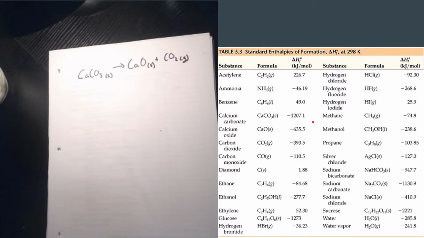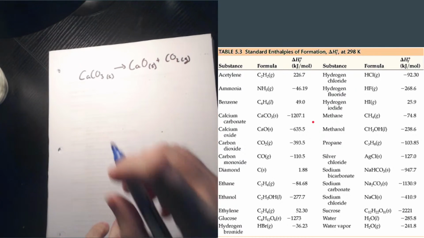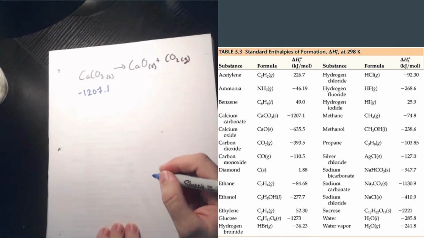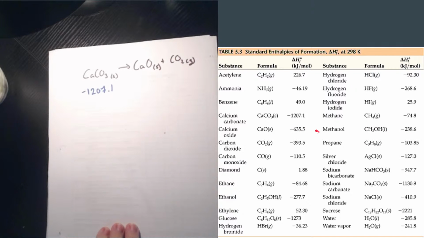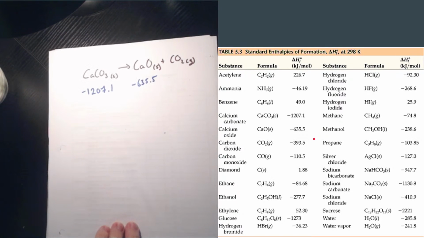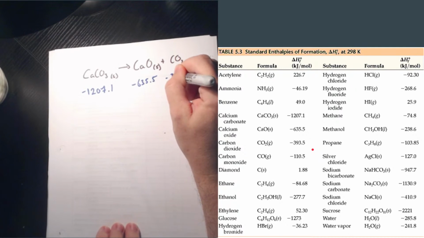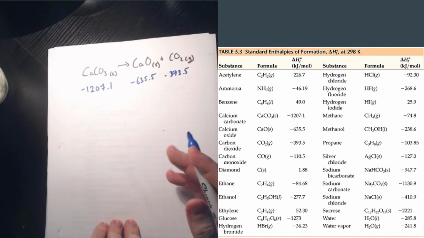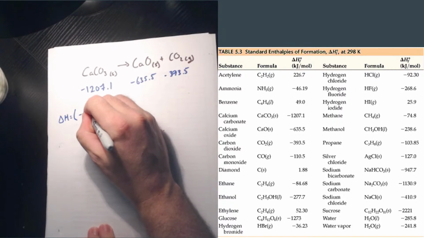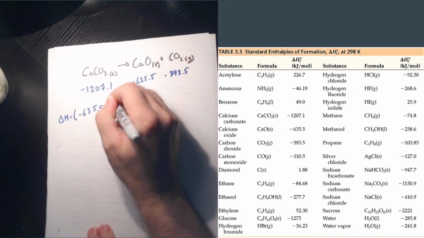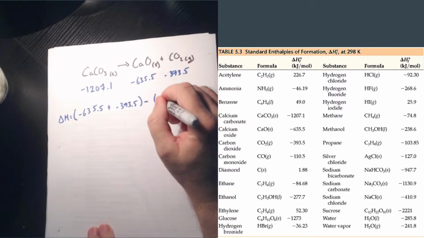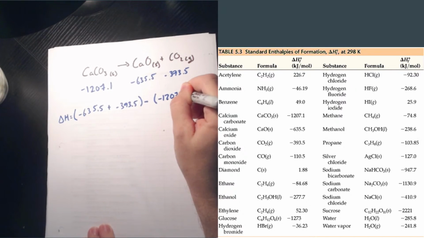The enthalpy of formation for calcium carbonate, let's do this, negative 1,207.1. For calcium oxide, it is right below it, negative 635.5. Carbon dioxide is right below that, negative 393.5. Okay. So it's going to be products minus reactants. So delta H equals negative 635.5 plus negative 393.5 minus our reactants, negative 1207.1.